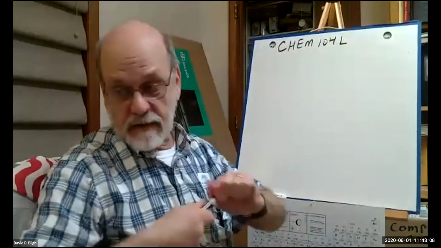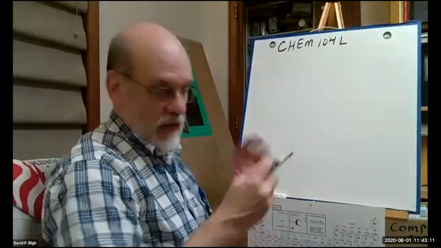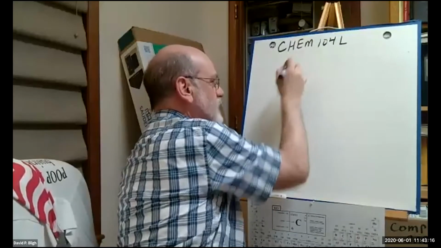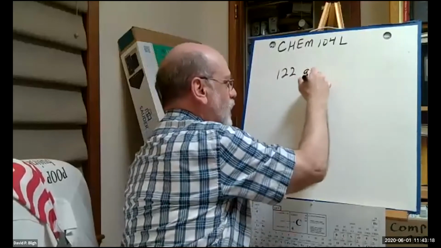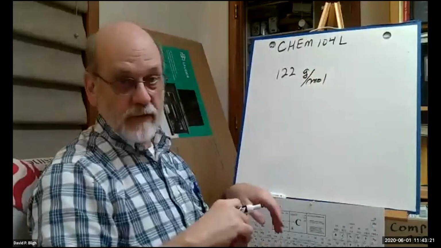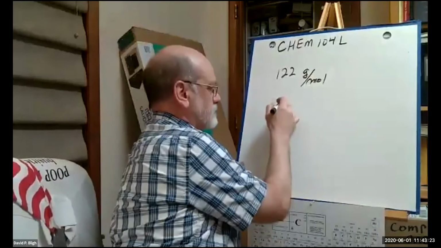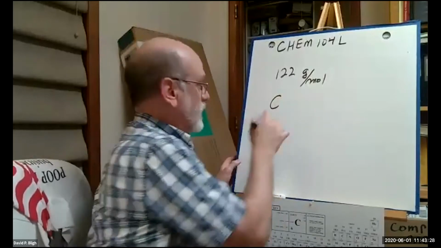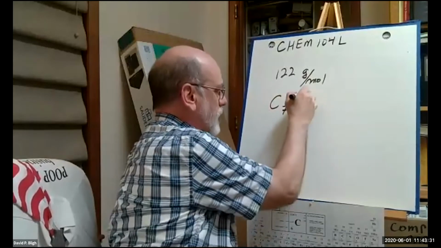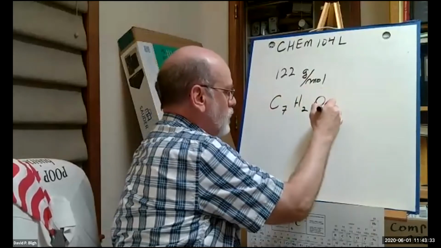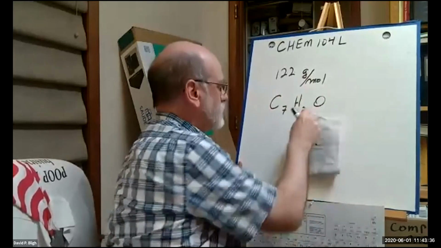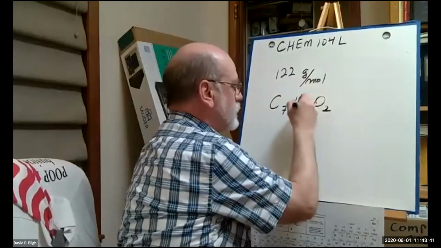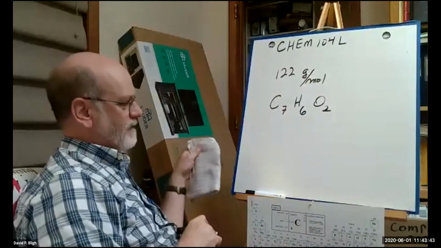I think it's in the hard copy, but if not, I'll put it here. Benzoic acid, the accepted value we're going to use is 122 grams per mole. If you don't believe me, I'll give you the molecular formula. Right? C7H6O2. There you go.